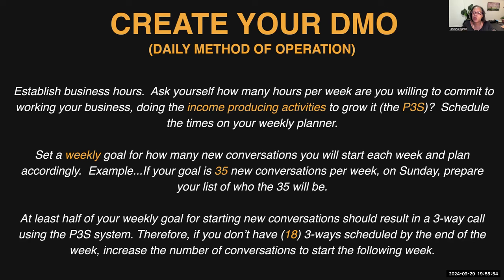So at least half of your weekly goal is going to end up in the three-way if you're using the P3S system. So that means 18 of those should turn into three-way calls, right? So you're going to do your intro messages, you're going to engage, you're going to start 35 new conversations per week, and we're saying at least half of those should turn into a three-way. So that's 18. So if Sunday comes and you've only scheduled 10, let's say, three-ways for the week, then guess what you need to increase the following week? Increase your new conversations. Instead of 35, push to do 45. But the goal is to get these 18, and you want to get that going consistently, all right? So you just increase the number of conversations to start the following week.